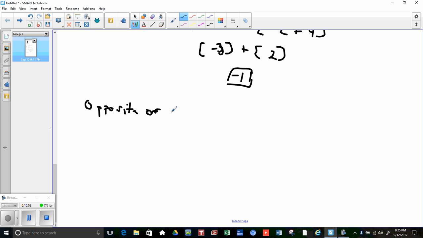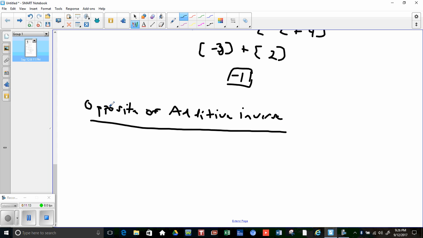Wow, it's really not writing very smooth there. Ugh, that's horrible, sorry. Opposite or additive inverse. It's actually a really simple concept.